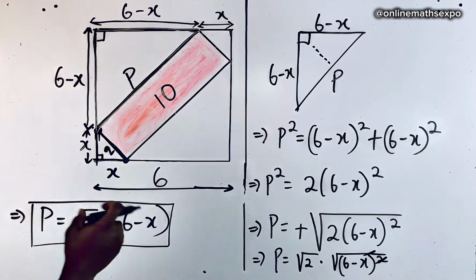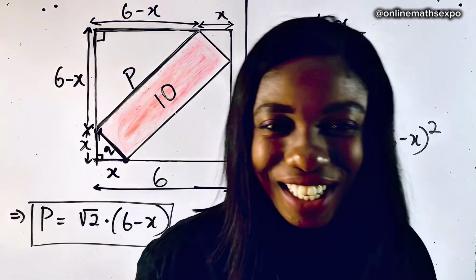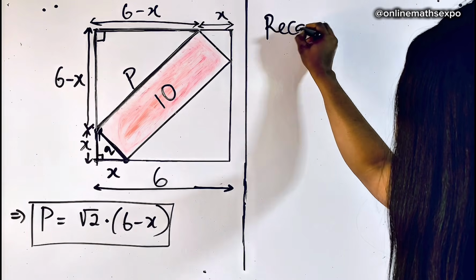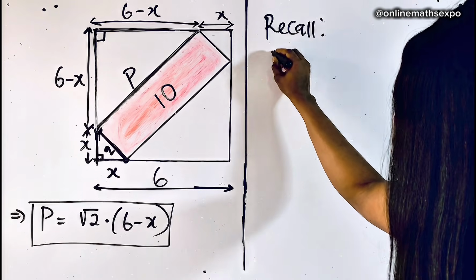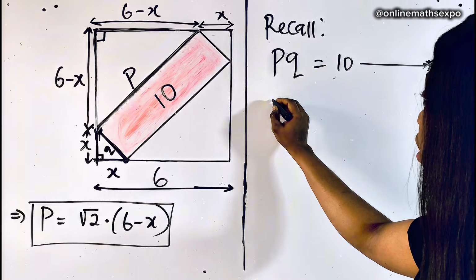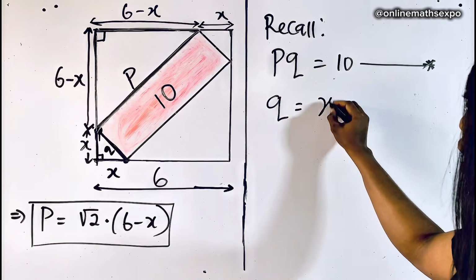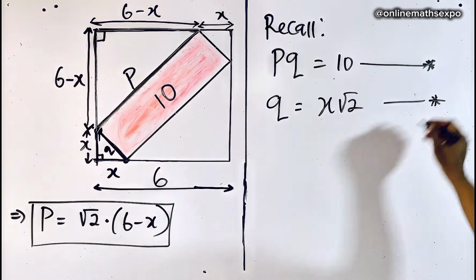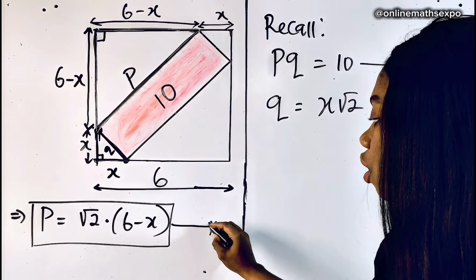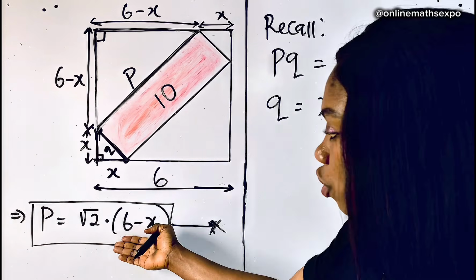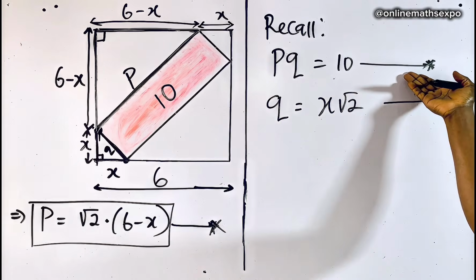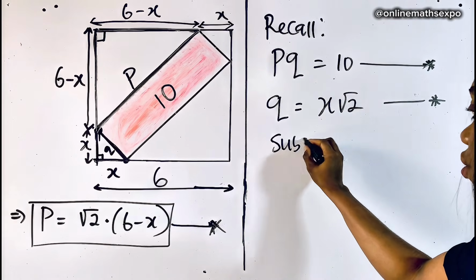To get our x, let's recall the statement we left earlier. Let's do that together. So we recall, we said PQ is equal to 10. And we also have it that Q is equal to x root 2. Now, what do we do with this statement? Remember, we already know our P as this. So what we do here is we are going to substitute these two values we have for P and Q into the earlier statement.